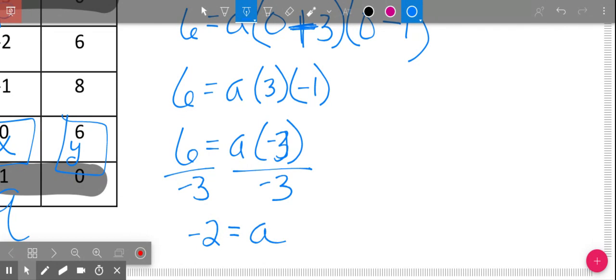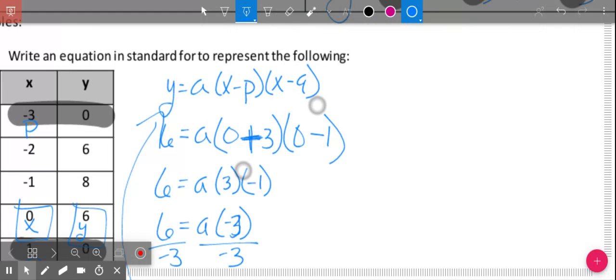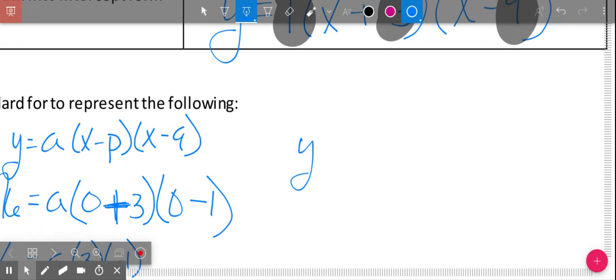If you remember from yesterday when we did this problem, we also got our a value was negative 2. It's really just two options to do this. So from here, we're going to plug this back in. I actually think intercept form's a lot easier to work with. So now I've got y is equal to, my a value is negative 2, and then I have x plus 3 and x minus 1.